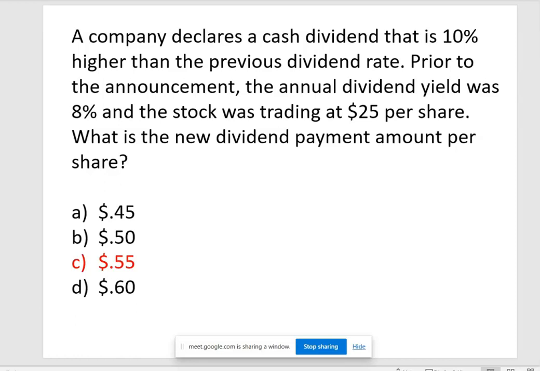Oh, you did 18% of $25? Ah, okay. That might have caught you up a little bit. No, it was 10% higher than the previous announcement. So no, it doesn't become 18%. Okay. All right. Is everyone good with this one? Does anyone have any questions about it?